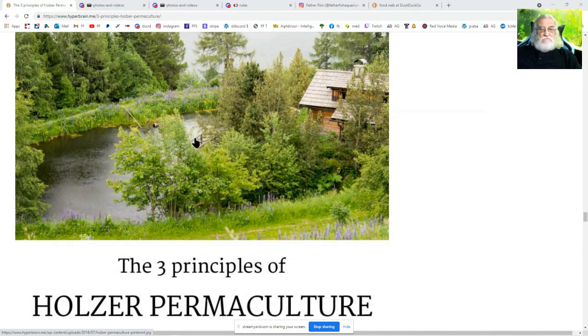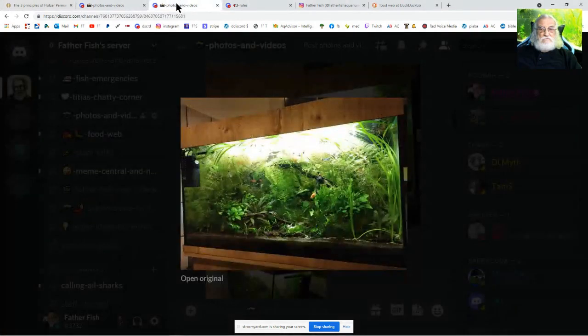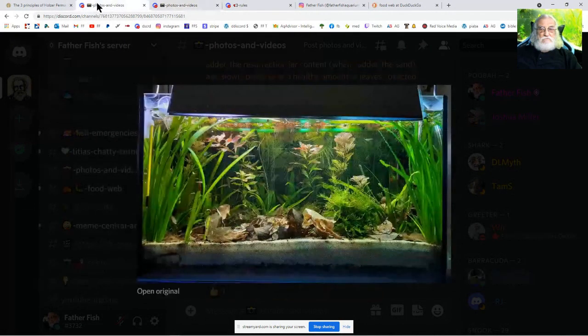The Holzer permaculture farm is one of the top permaculture demonstration farms in the world. It's a very large farm of several hundred acres. It is mountainous and contains an enormous variety of all kinds of farming, as well as wild plant life and animal life. How does this pertain to an aquarium? Let's look at one. Let's look at this, for example.